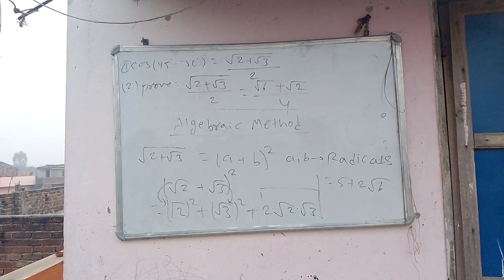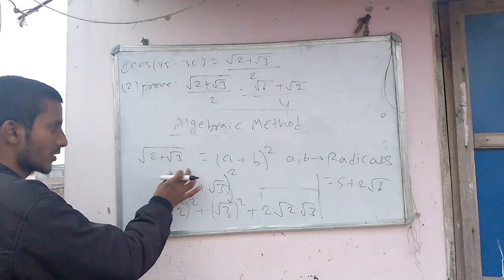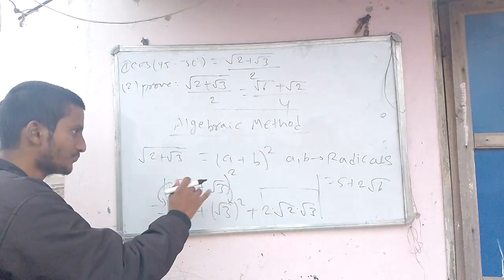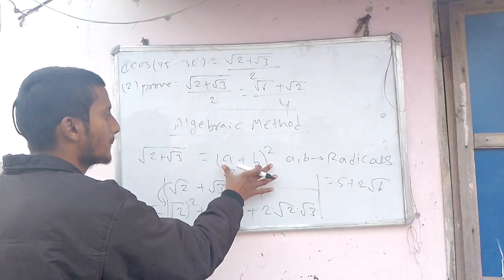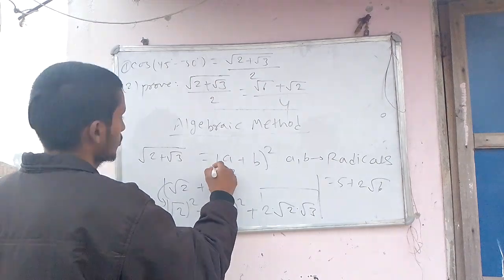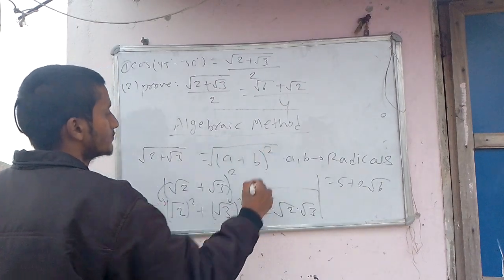So what I have been trying to do here is make this thing underneath. This is incomplete right now, I know. 2 plus the square root of 3. I want to make this a perfect square. Okay, we have a square sign on it.